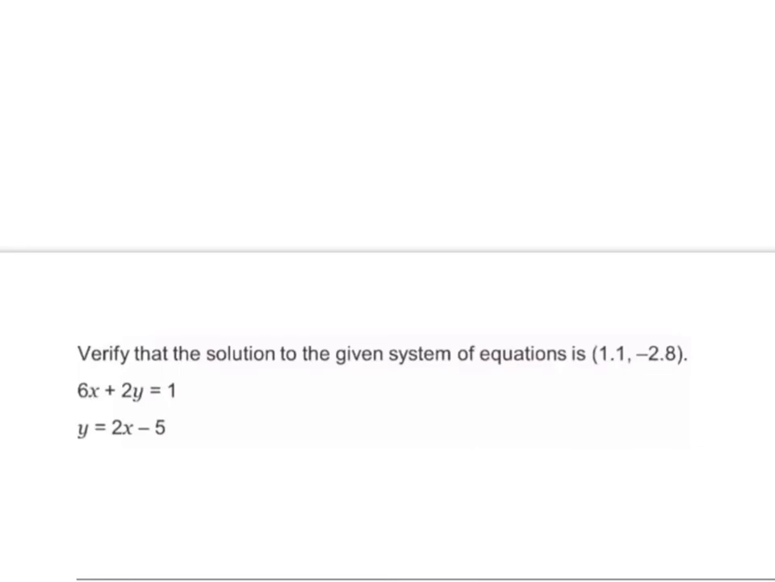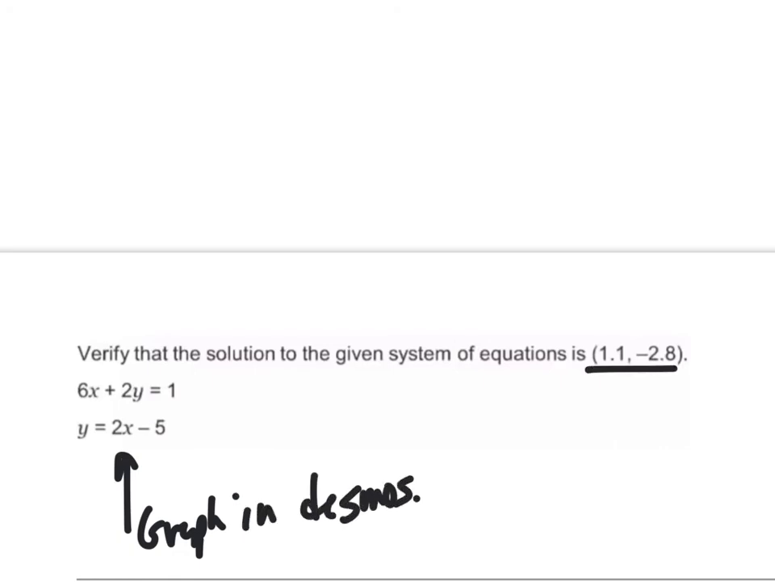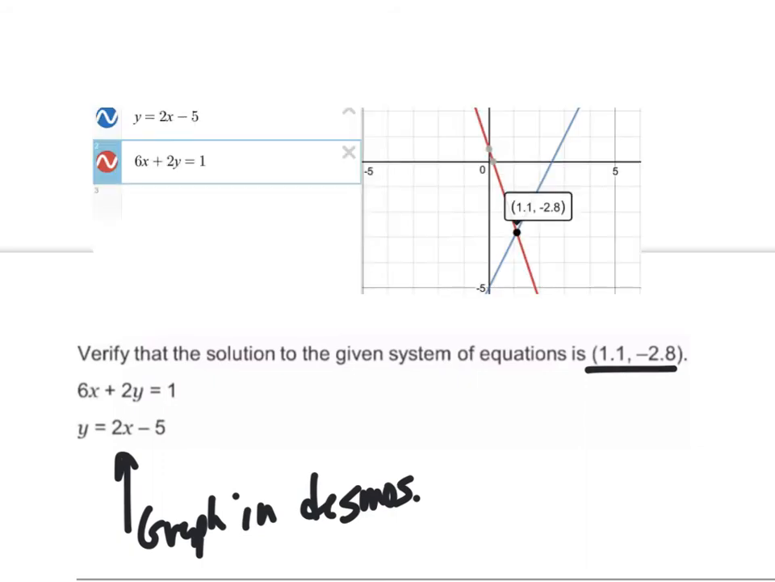Okay, this last problem on the next page, it says verify the solution of the given system of equations is 1.1 and negative 2.8. So what I'm going to do is graph these in Desmos and verify that that is the intersection point. So let me graph those and I'll put that picture up here in a second. Okay, so what I've done, guys, is I've graphed both of these equations, and I have found the intersection point, and it works out that that's the intersection point that we get.